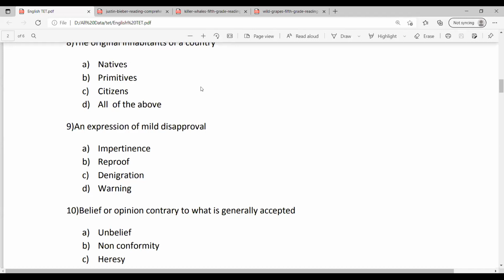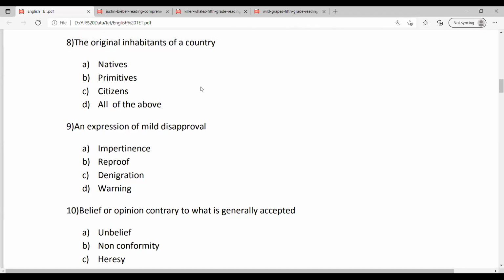Please understand these MCQs. We have to think analytically and not hurry. An expression of mild disapproval: impertinence or reproof. Check the meaning. Reproof is the meaning.